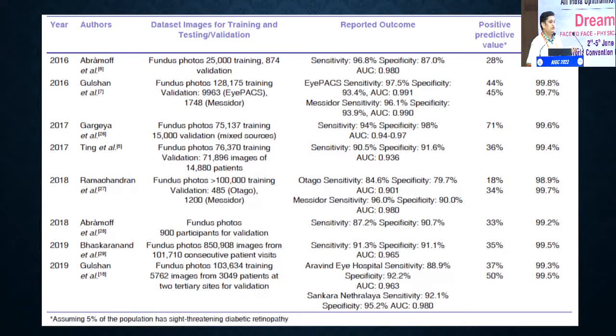Then, recently, if we talk of the last 5 years, what we have achieved are these studies. Gulshan is the person from Google who really worked with Shankar Nethralaya to get these results, and now we have work from 2016 and 2019 coming from Aravind and Shankar Nethralaya through Google. The interesting thing in this whole slide is positive predictive value. See, after spending billions of dollars, the positive predictive value is around 50%. This is the key point.